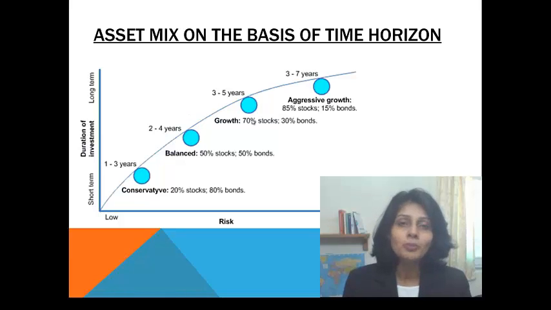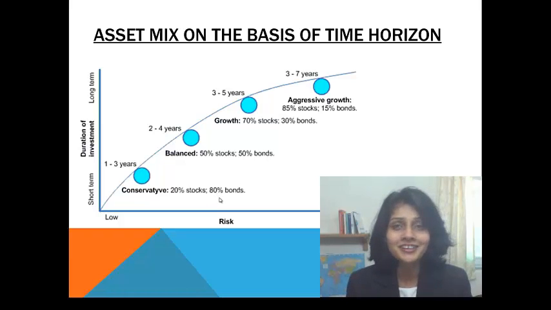Let's now talk about asset mix on the basis of time horizon. Now, depending upon whether you have a short time horizon, a long time horizon, or a medium time horizon, there are different types of asset mixes that are suggested. For people who have short time horizons, that is between 1 to 3 years, very few stocks, only 20% stocks and 80% bonds are suggested.